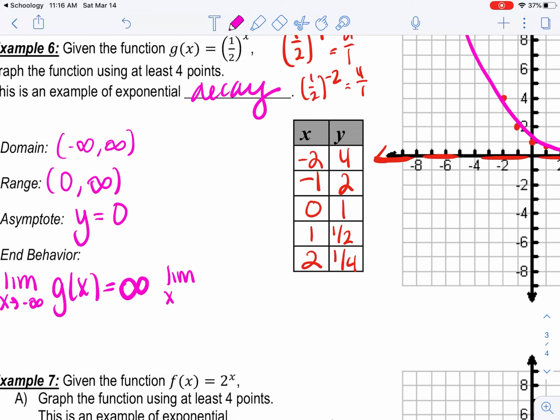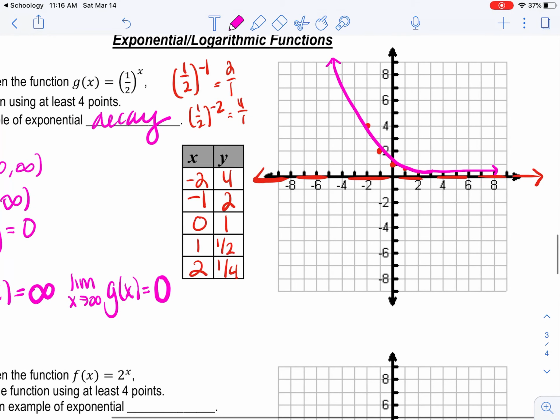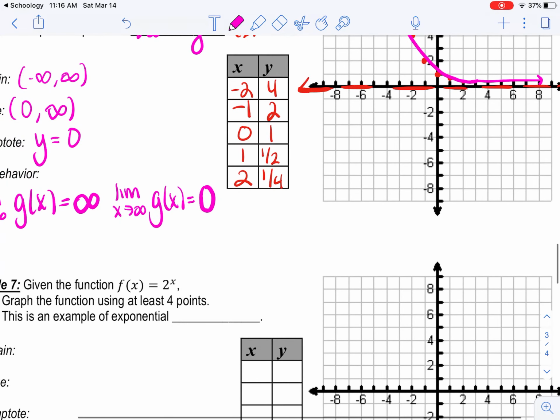The limit as x approaches positive infinity of the function g of x is equal to, and as you look right, our values are getting closer and closer to 0, and they're leveling off there. They're never going to hit 0, but remember, a limit is what a function approaches but never necessarily reaches.